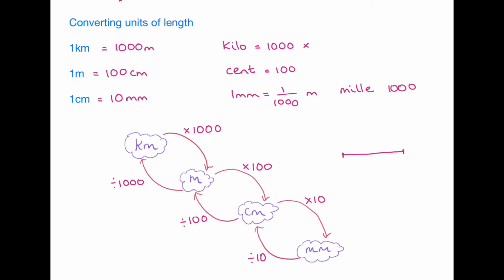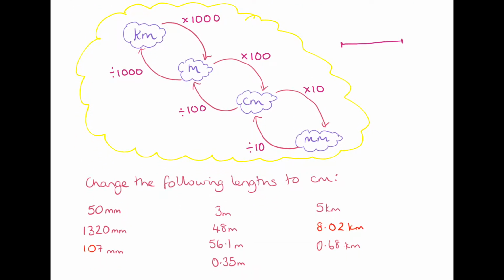Okay, so we'll be able to use this. It'd be a good idea actually for you to perhaps make a copy of this into your jotter, or on a piece of paper, so you've got it handy, because you're going to need to come back to this, in life, not just in maths, when you are dealing with any kind of length. So what we're going to do just now is we're going to use our little diagram to change the following lengths into centimetres. So we're starting off, some of our lengths are in millimetres, some are in metres, some are in kilometres. So we're going to use our diagram to help us here.